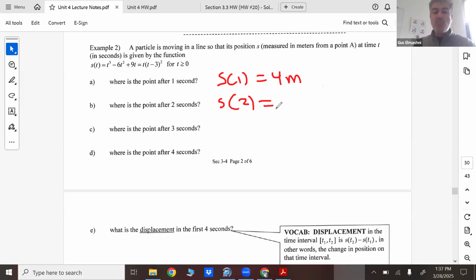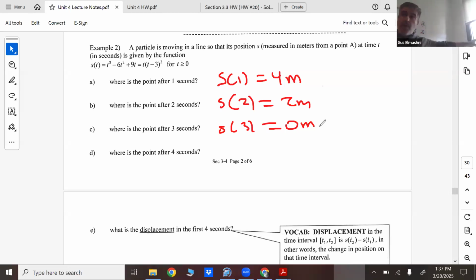What about 2? Yes, 2, right? What about 3? 0. And position is defined as where you are from a certain place. Let's say you're leaving your home or leaving Sacred Heart. We'll define the initial position as here, Sacred Heart, so your car's parked right outside, that will be 0 position. S of 4, what would that be? 4, good.